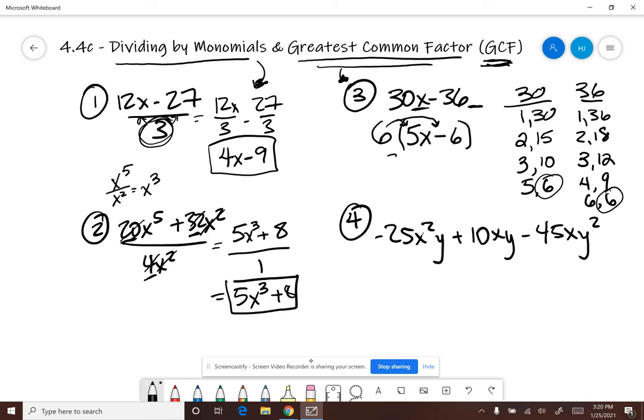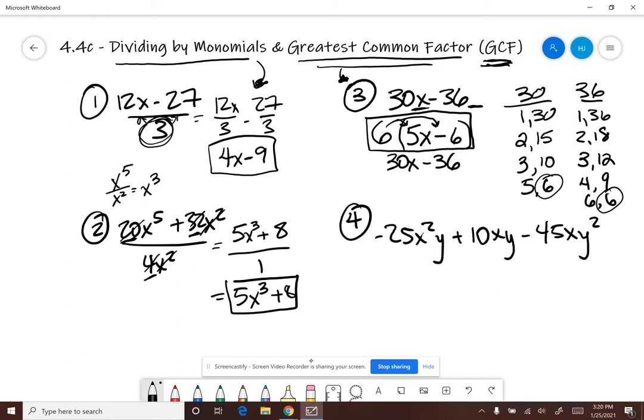6 times 5x is 30x, and 6 times negative 6 is negative 36. So you can kind of see here that this is exactly the same thing. It's an equivalent statement, but again, it's a more simplified statement. In mathematics, when you break something down, it becomes more simple than it was when it was written in its more complex form, okay?